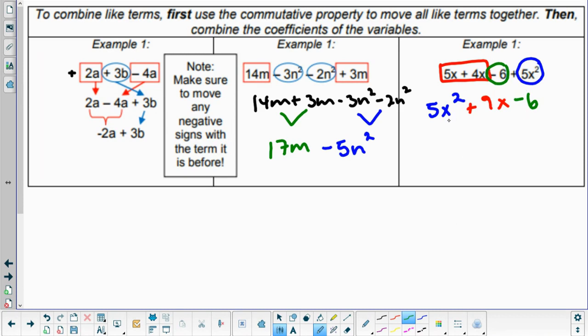Now, if you notice, this one has an x squared, this one has an x, this one has nothing. So these three things cannot be combined together.